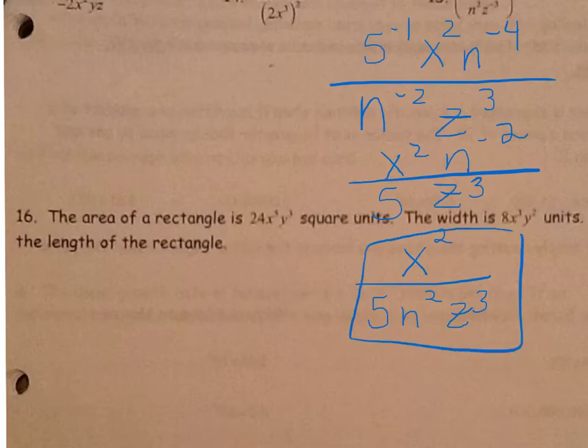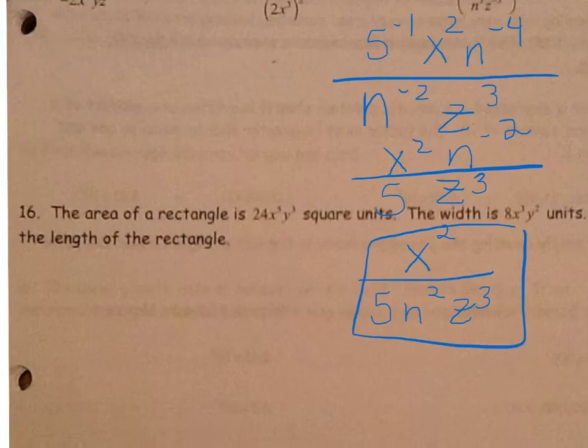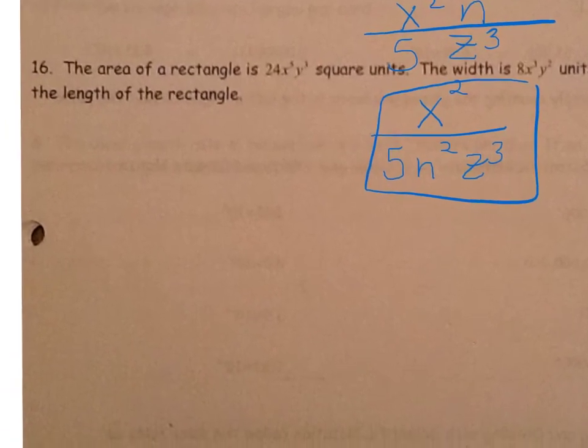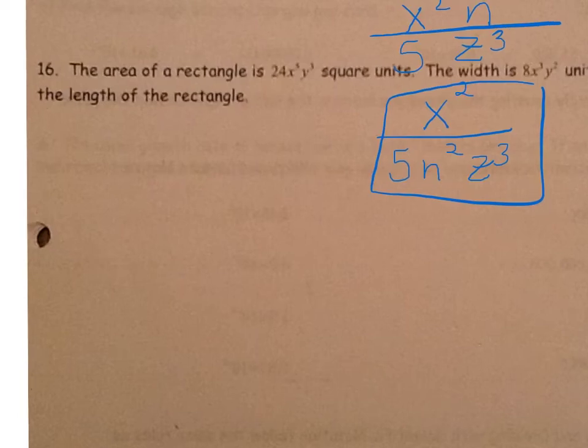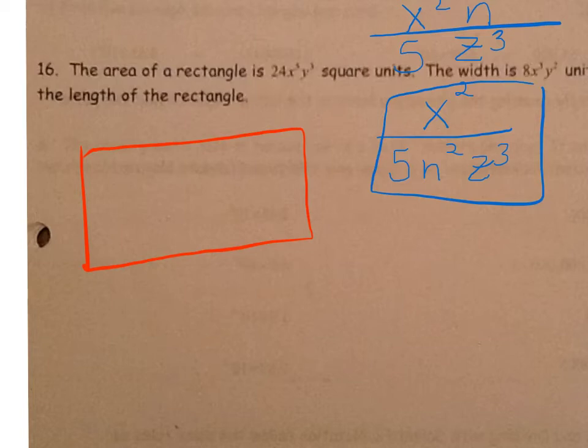Okay. All right, let's take a look at the word problem. Area of a rectangle is 24 x to the 5th y cubed square units, and the width is 8x cubed y squared. So even if I just start putting together a picture here of a rectangle, and I tell you that the area is 24 x to the 5th y cubed, and the width is 8x cubed y squared.